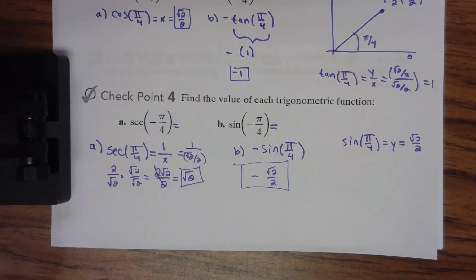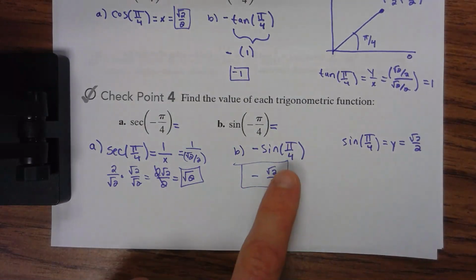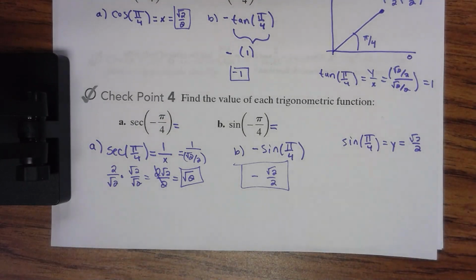And b, sine is an odd function, so sine of negative pi over 4 is equal to negative sine of the positive pi over 4. Sine of pi over 4 is root 2 over 2, so it's just negative root 2 over 2.